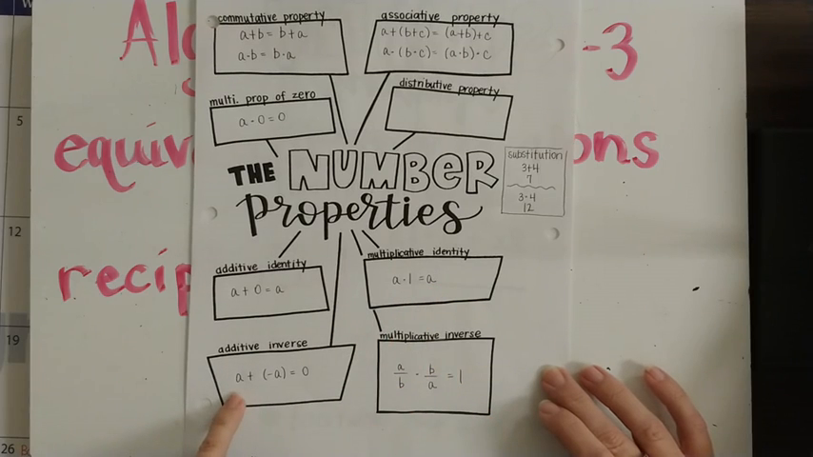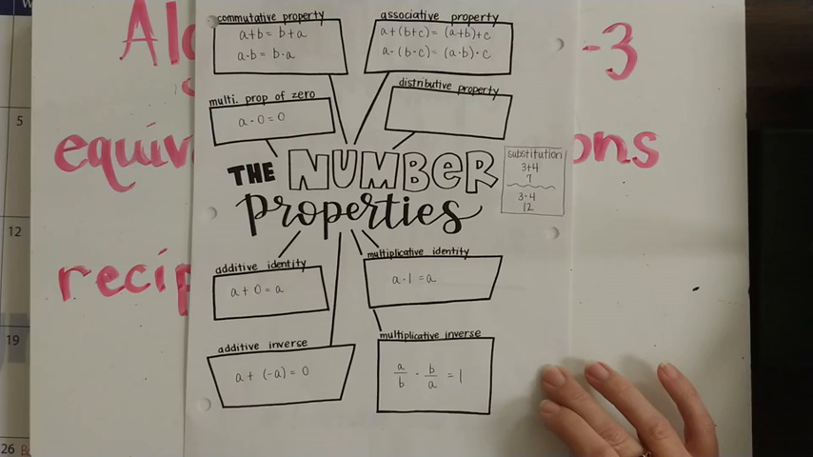Additive inverse. If you add positive and negative numbers and get 0, that's additive inverse. Multiplicative inverse. If you have a fraction and you multiply by its reciprocal and you get 1, reciprocal and inverse are the same. So multiplicative inverse will always give you 1.